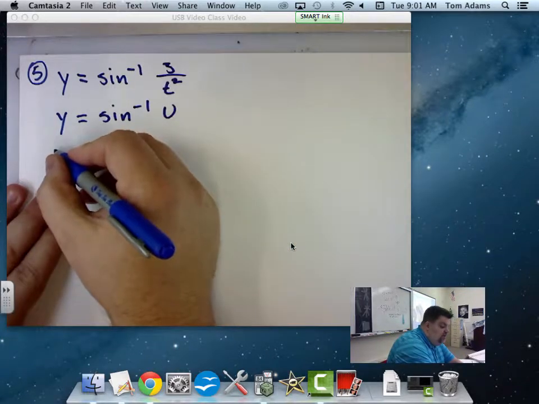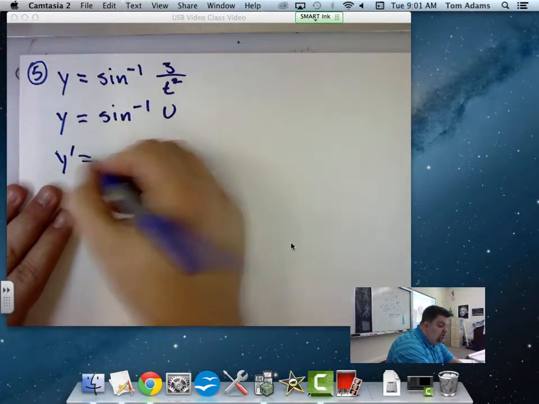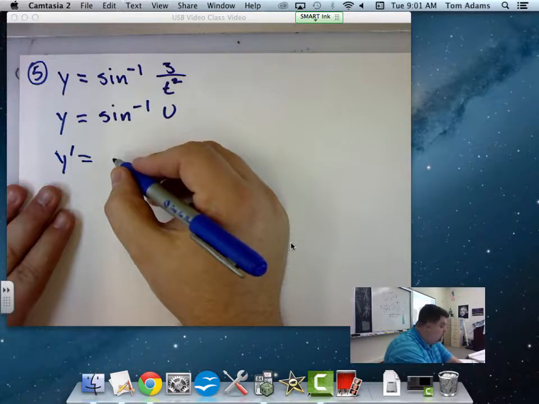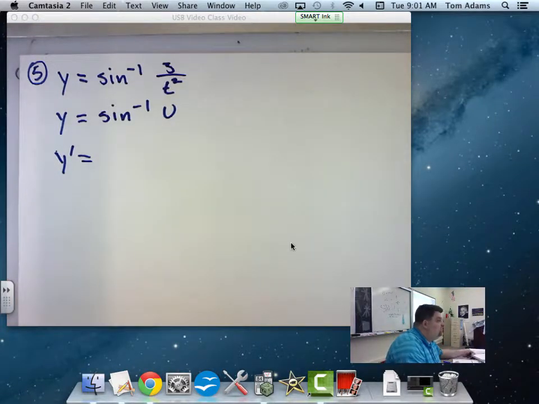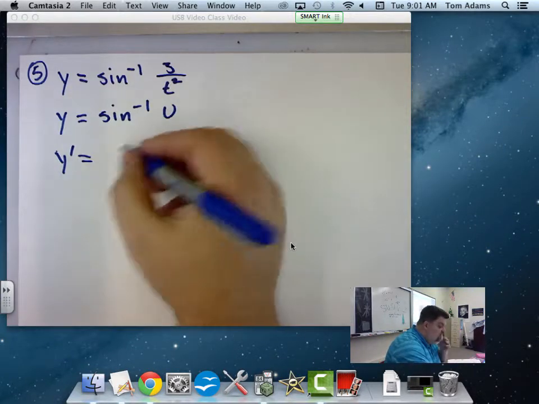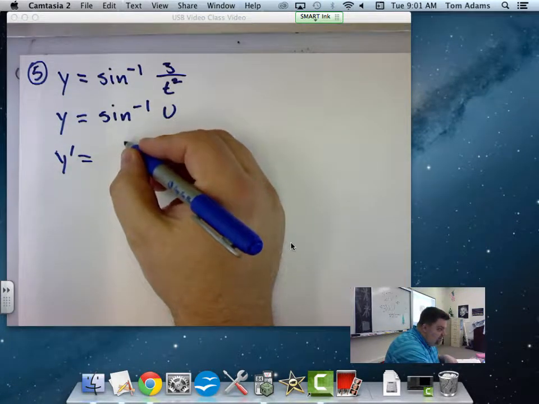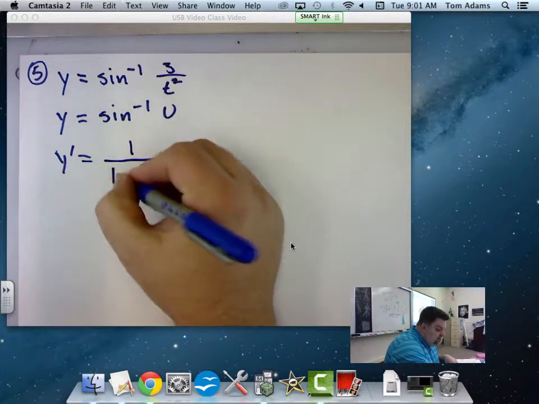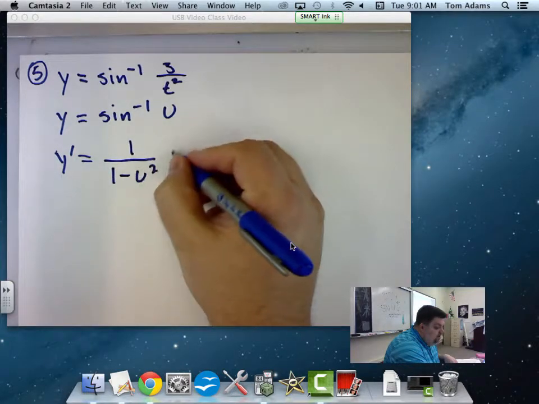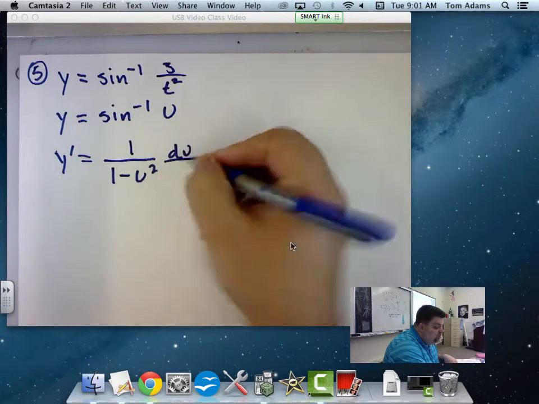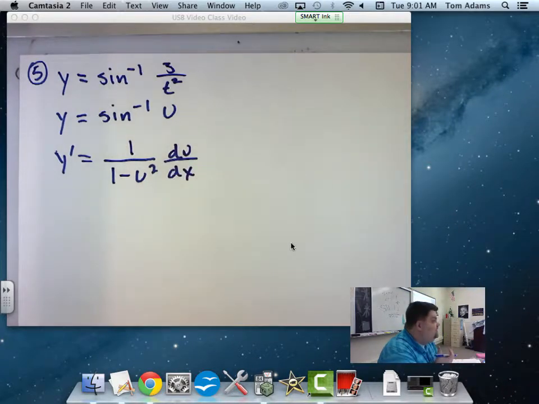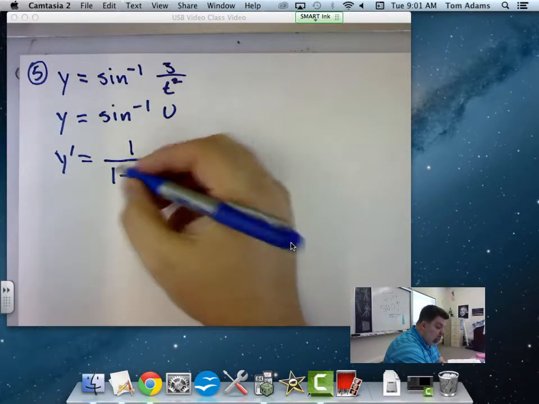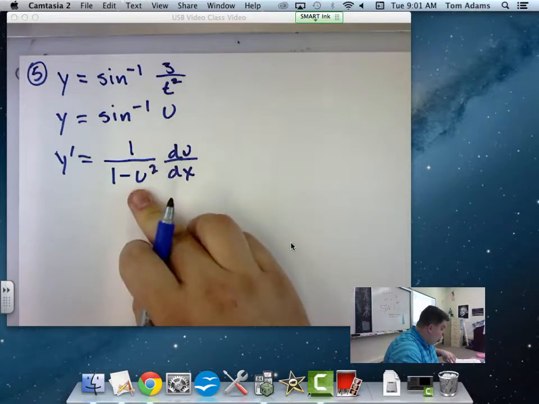So then if we want to find y prime, then y prime is going to be, who remembers the formula for arcsine? 1 over the square root of 1 minus u squared, times du dx. We got to tack on that du. Square root all the bottom.